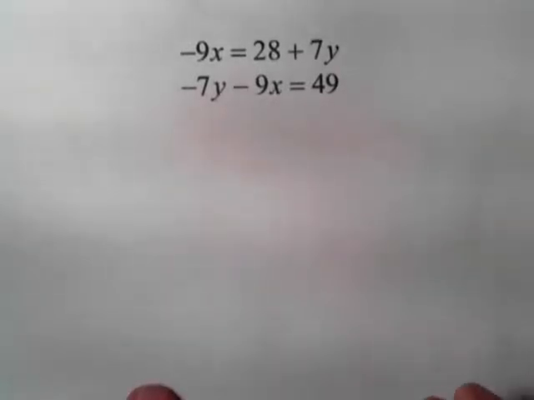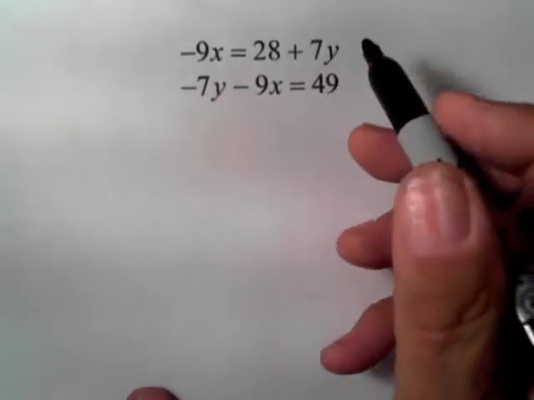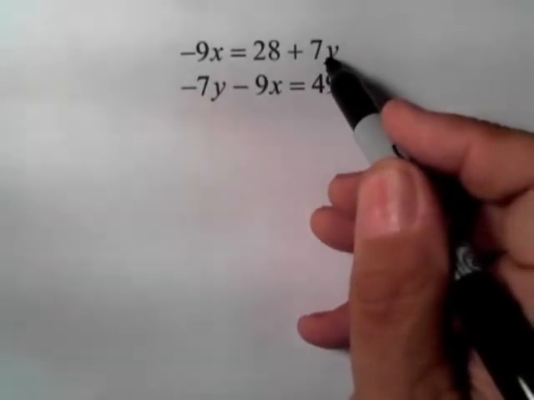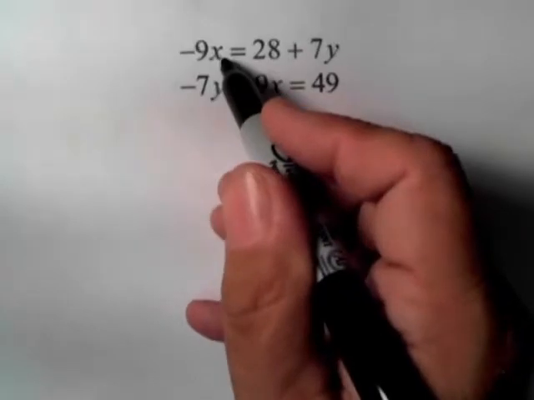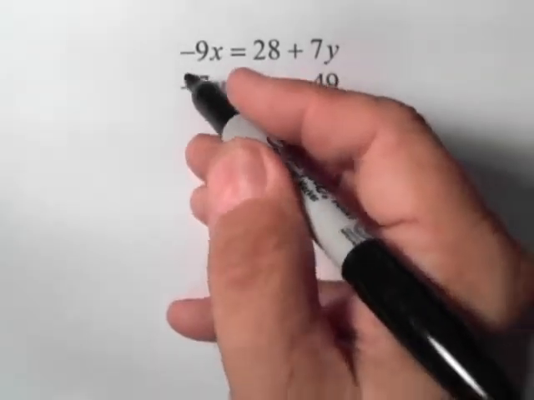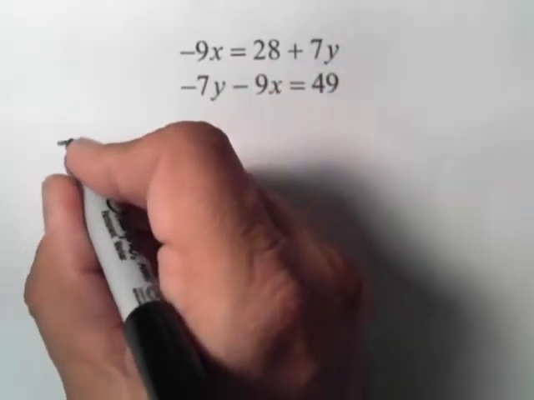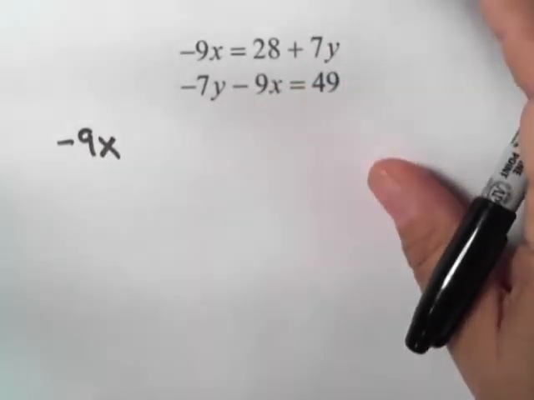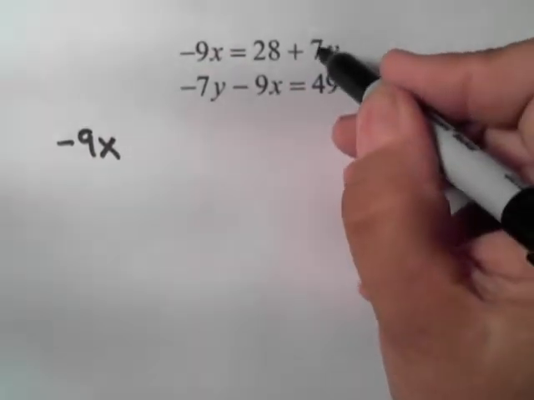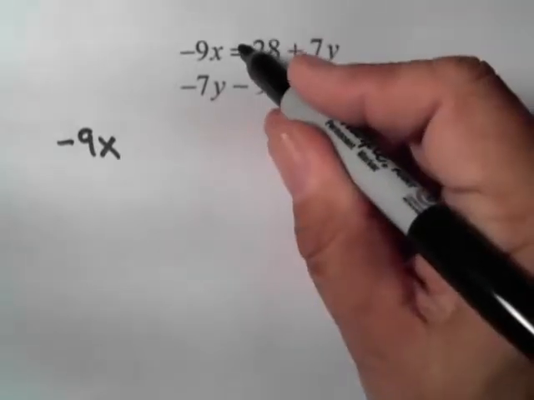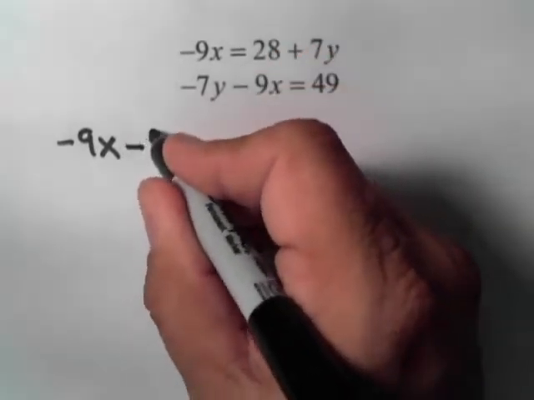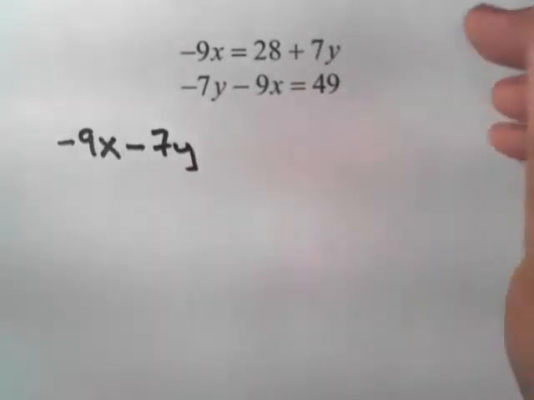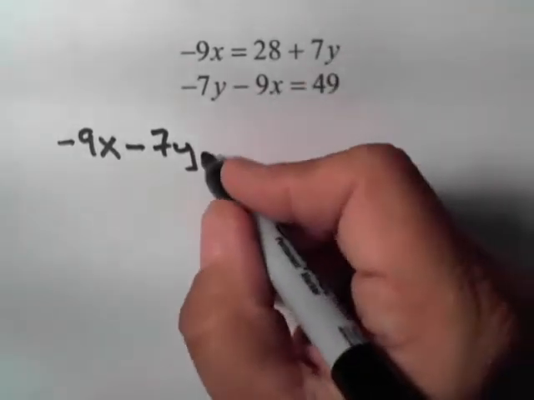Okay, here's the last example we're going to look at, and like the others, we got to clean up things a little bit. We want to get it in standard form. So this first equation, we've got negative 9x on the left. That is a negative, yes. And then we got plus 7y. We want to jump that over, so that becomes negative 7y. And then that equals, on the right, 28.